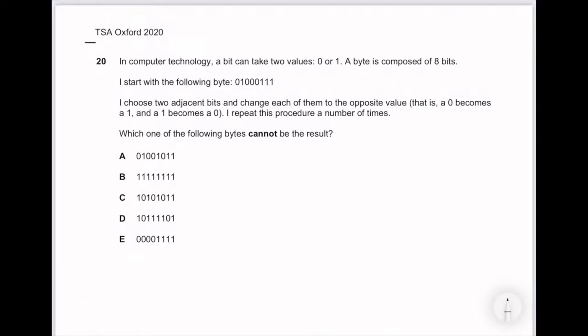TSA Oxford 2020, question 20. In computer technology, a bit can take two values, 0 or 1. A byte is composed of 8 bits. I start with the following byte. I choose two adjacent bits and change each of them to the opposite value. So 0 becomes a 1, 1 becomes a 0, and I repeat the procedure a number of times. Which of the following 8-bit bytes cannot be the result?